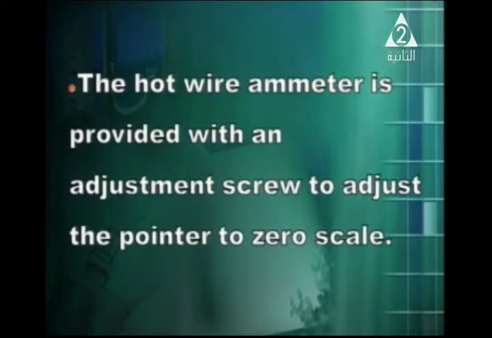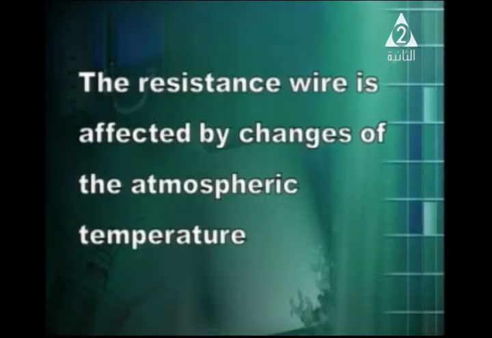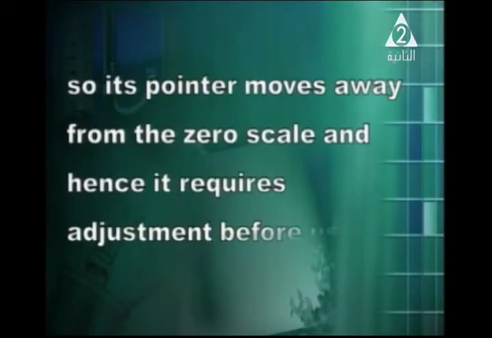Another reason: the hot wire emitter is provided with an adjustment screw to adjust the pointer to the 0 scale. Why? The resistance wire is affected by changes of the temperature of the surroundings, by changes of the atmospheric temperature. So its pointer moves away from the 0 scale, and hence it requires adjustment before using it.